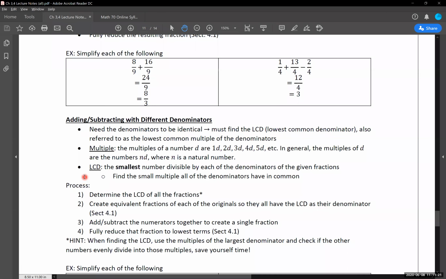We want to find the smallest number that is divisible by each of the denominators of the given fractions. And the reason we want to choose the lowest is, well, do we really want to be working with thousands, millions, billions in our numerator and denominator? Probably not if we can help it. So that's why we try and find the lowest one. The numbers are going to be bigger, but not as big as they could be, where it becomes even more of a pain to reduce things down.